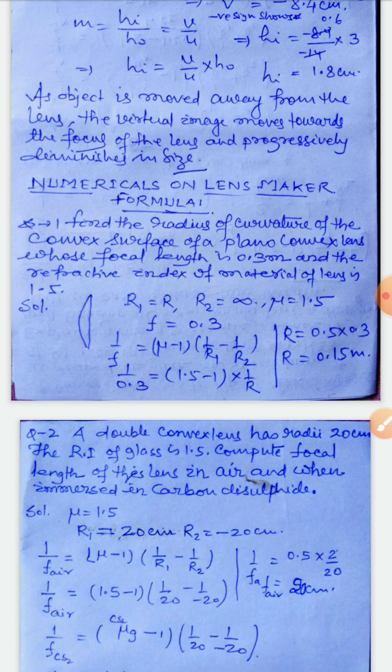Question says find the radius of curvature of the convex surface of a plano-convex lens whose focal length is 0.3 meter and refractive index of the material of the lens is 1.5. Now here the lens is plano-convex, so one of its faces is convex and the other is plane. If the first is convex and the second one is plane, then R1 is equal to R, it is positive, and R2 is a plane surface, so it is infinity. Again the focal length is given as 0.3 meter and refractive index 1.5. Substitute the values, you will get R is equal to 0.15 meter.